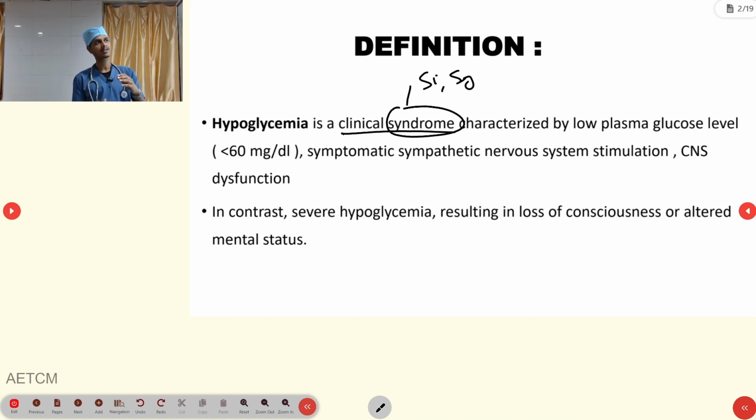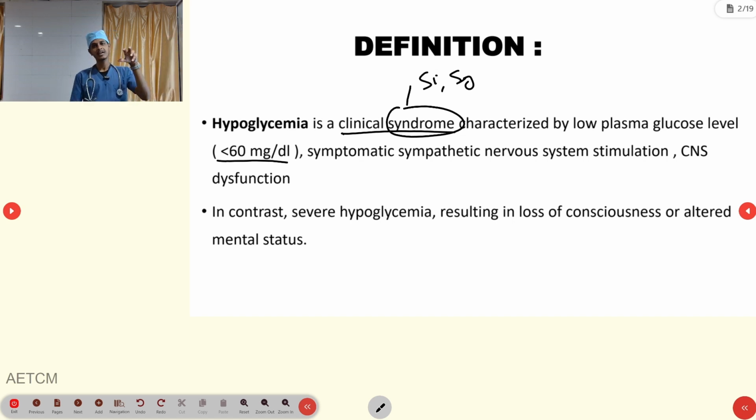What are the signs we are going to assess? In hypoglycemia, if you are doing a glucose test, or a laboratory glucose test, you can find the low plasma glucose level. That level, as I told, is less than 60 milligram per deciliter, and that is a sign. For symptoms, they are the symptoms of sympathetic nervous system stimulation. We will get a fight or flight response, meaning tachycardia, palpitation, and diaphoresis. Those are the symptoms that arise in hypoglycemia.